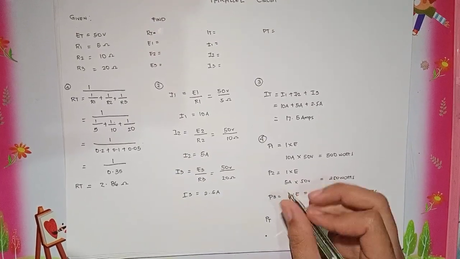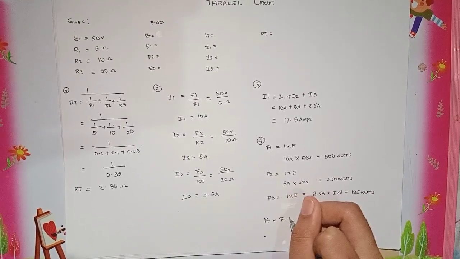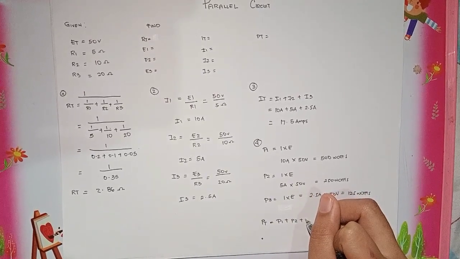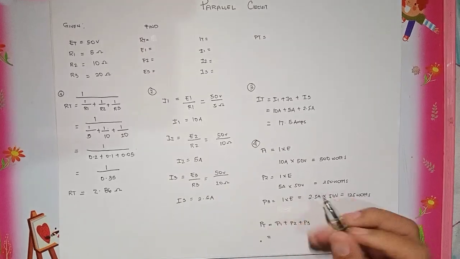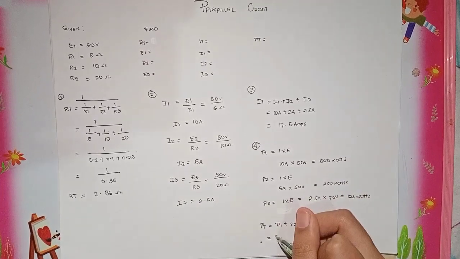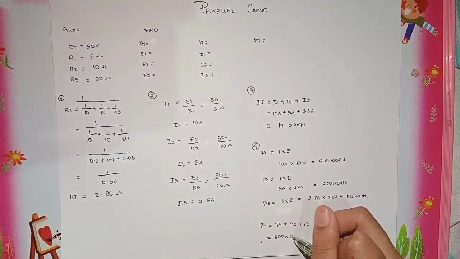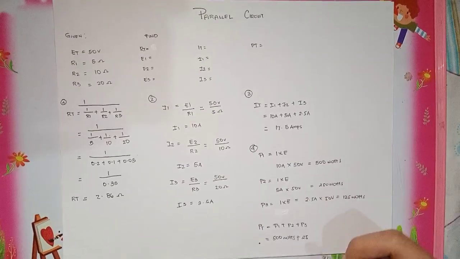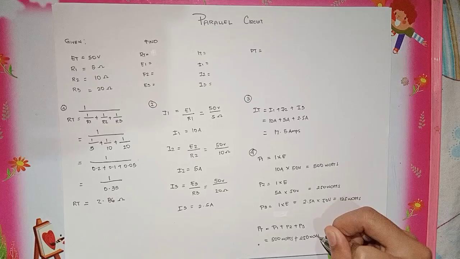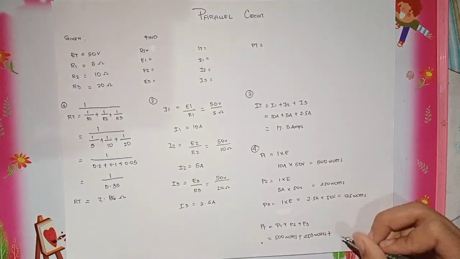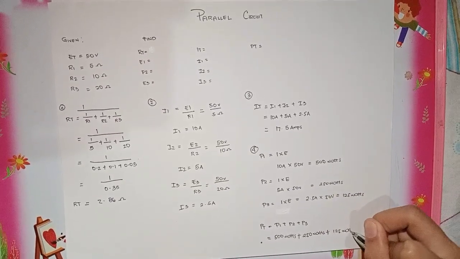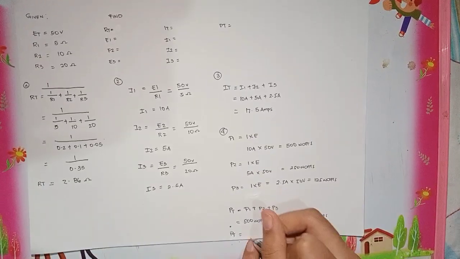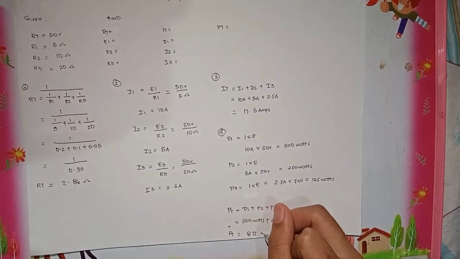To compute the total power, let's add them all, the power. P1 equal to 500 watts plus P2 equal to 250 watts plus P3 equal to 125 watts. Total power is equal to 875 watts.